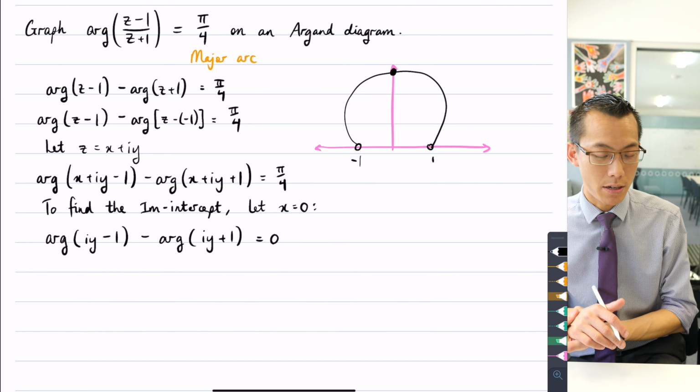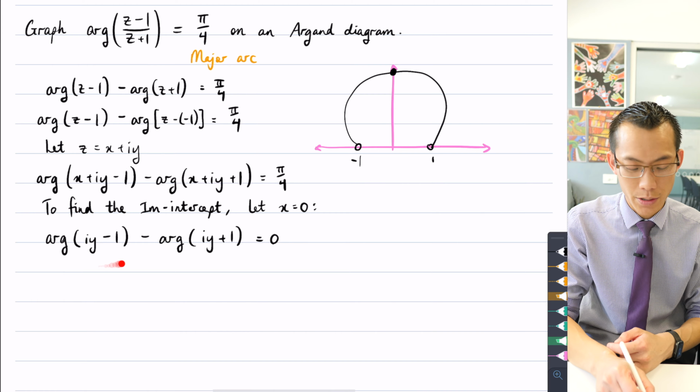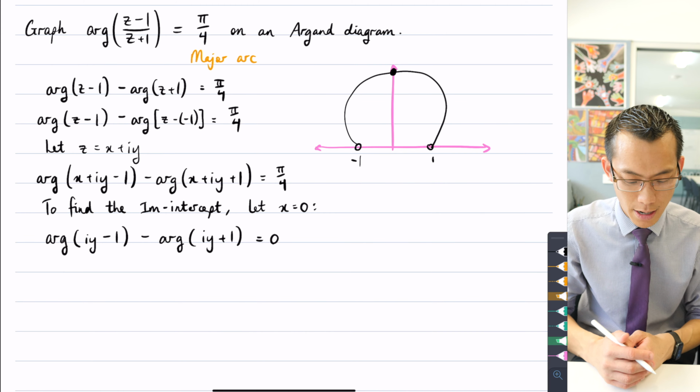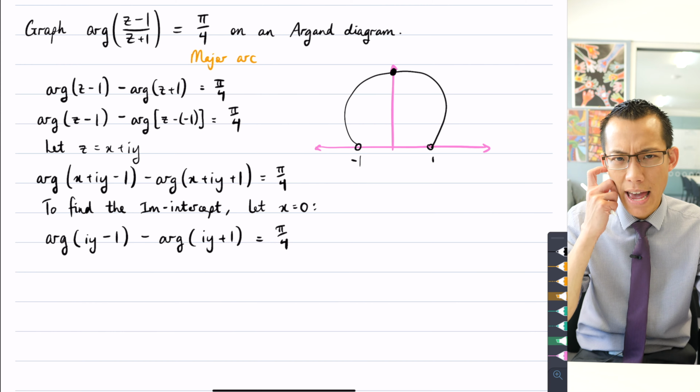Okay, so what have I done here? You can see my x's have just vanished away because I've substituted 0 into them. So this line looks weird, but it's equal to pi on 4. It looks weird, but it's true, and if I solve this, then I'm going to get some y values which will represent this y-intercept. So how do I go about that?